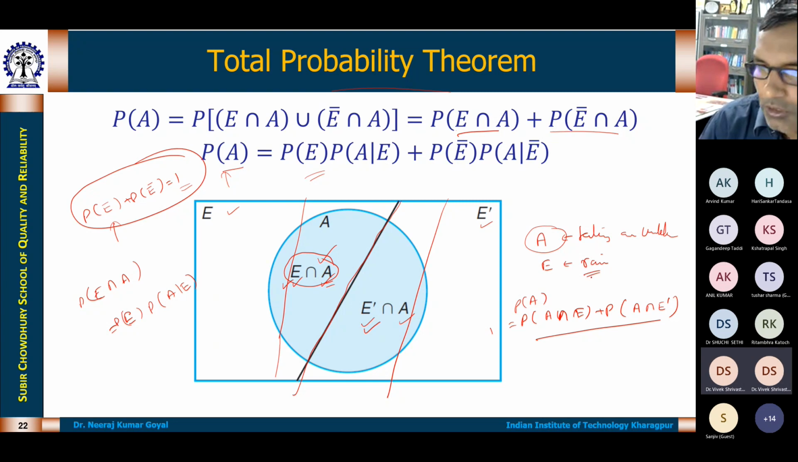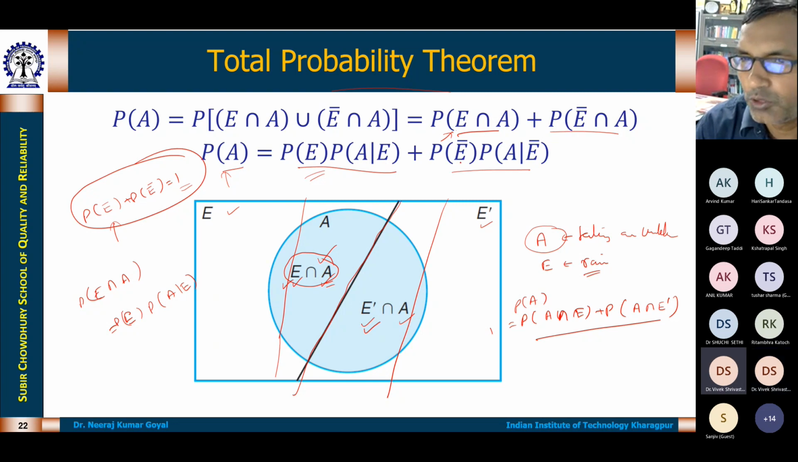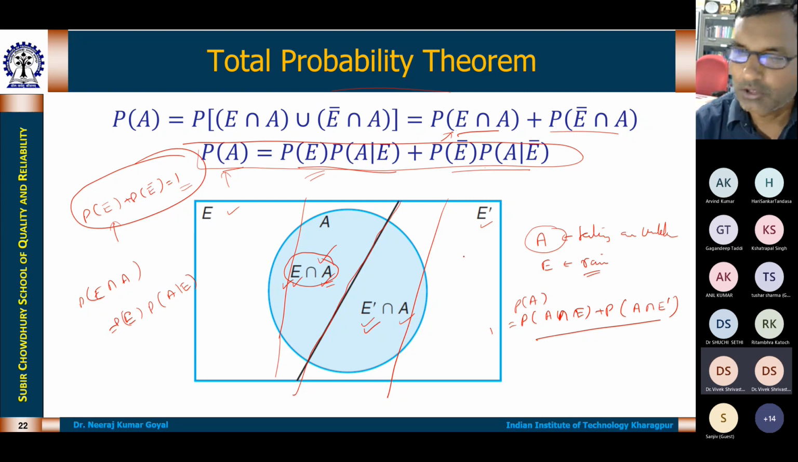So A is dependent on E. Since A is dependent on E, this intersection probability I can also calculate by using this formula: the probability of E, that there is rain, multiplied with the probability of carrying the umbrella given there is rain, plus the probability that there is no rain multiplied with the probability of carrying the umbrella when there is no rain. And this will give me the total probability of carrying the umbrella out of all possibilities.